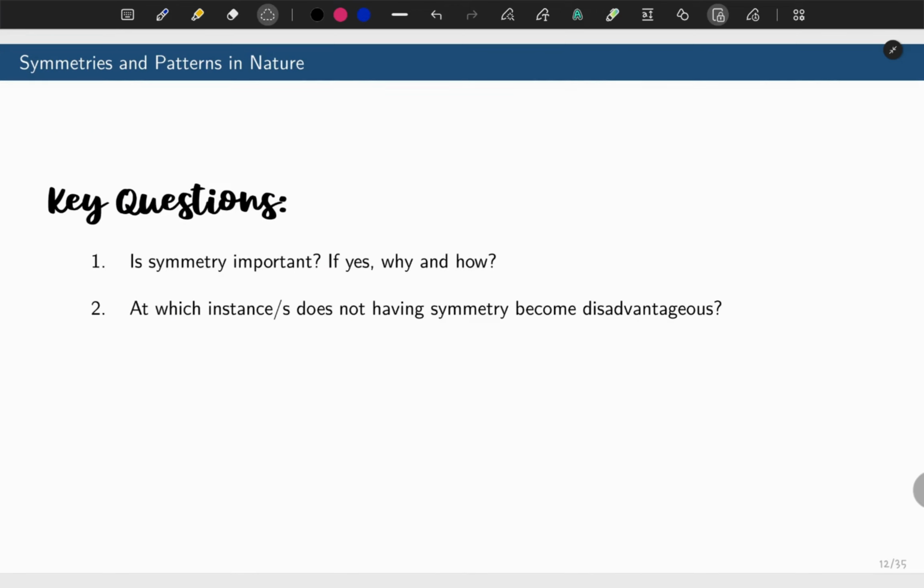Now, for the discussion questions, is symmetry important? If yes, why and how? I want you to reflect on these questions and realize for yourselves. First, is symmetry important? If yes, why and how? Number 2, at which instance or instances does not having symmetry become disadvantageous?